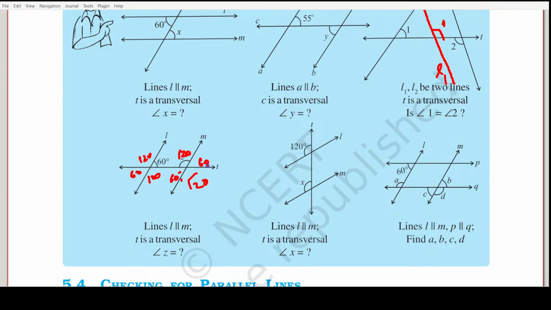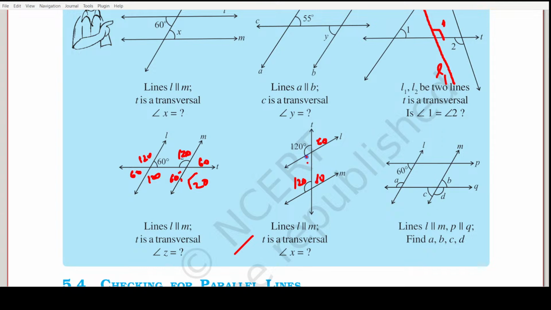What is x? X is 120. Fantastic. Yeah. X is 120. Now, similarly, finish all the angles. What is this angle? That would be 60. Right. So this is also 60. What is this angle?